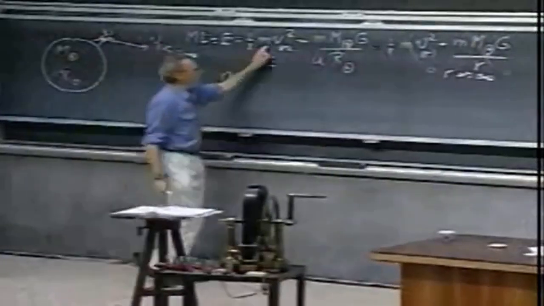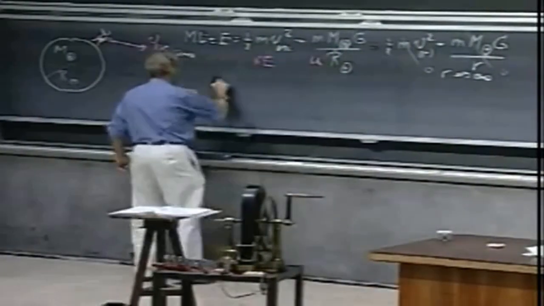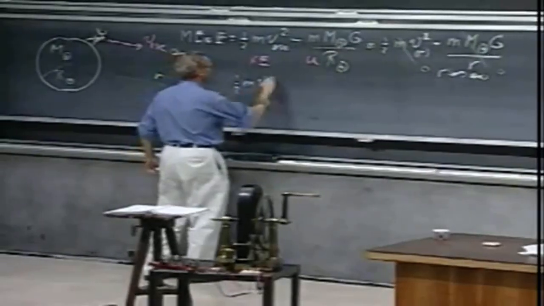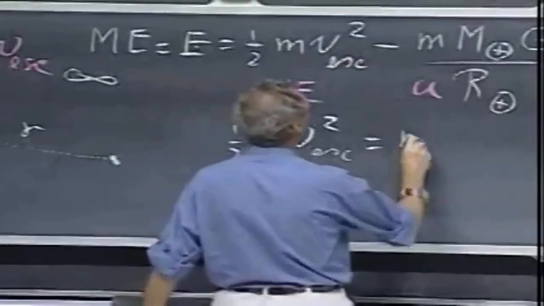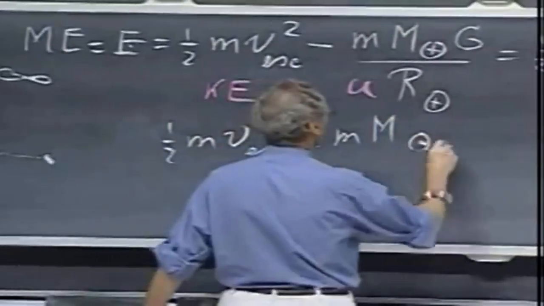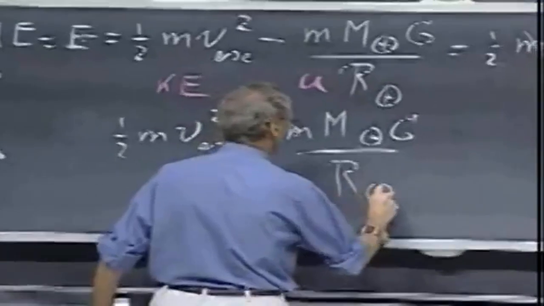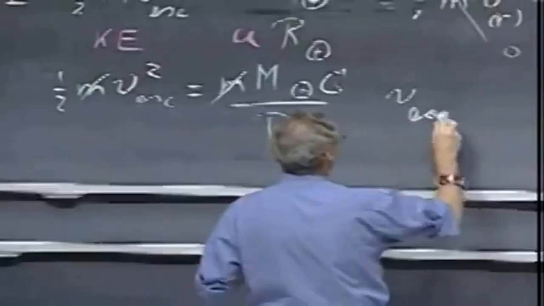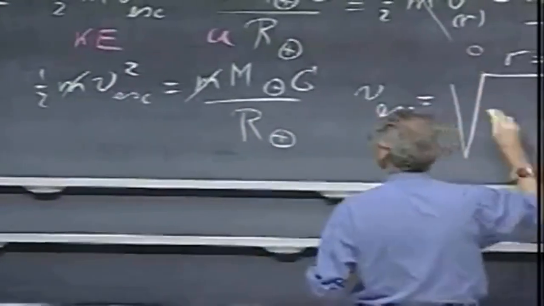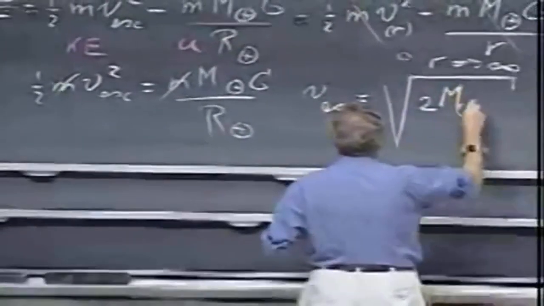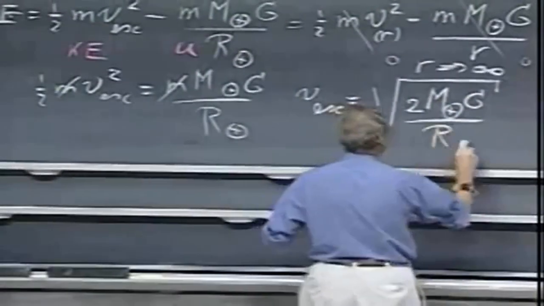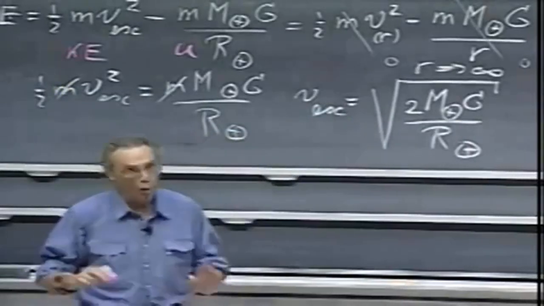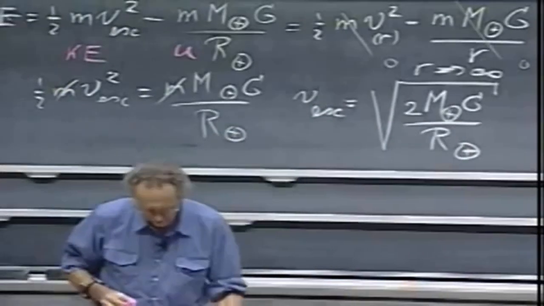And so this term is the same as this term for your escape velocity. And so we find that 1/2 m v_escape squared equals m_Earth m G divided by the radius of the Earth. I lose my little m, and I find that the escape velocity that I have to give you is the square root of 2 m_Earth G divided by the radius of the Earth. And this is enough, it's sufficient to get you all the way to infinity with 0 kinetic energy.